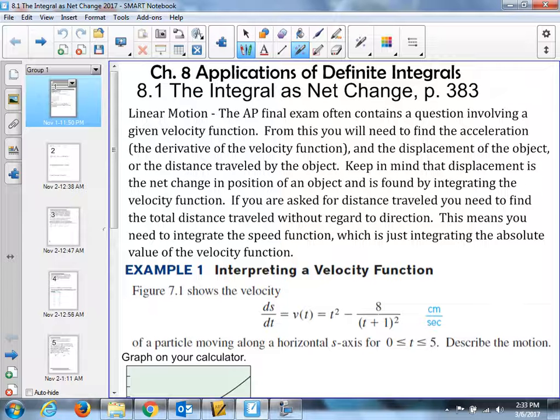Now, real quickly to review, especially for those who's not physics. Who didn't take physics or is not taking physics? Just KZ? Is that all?